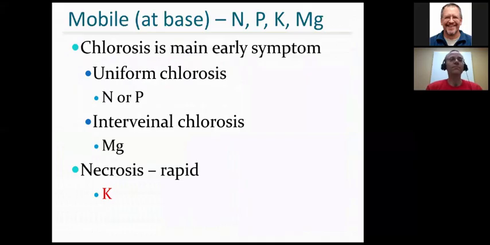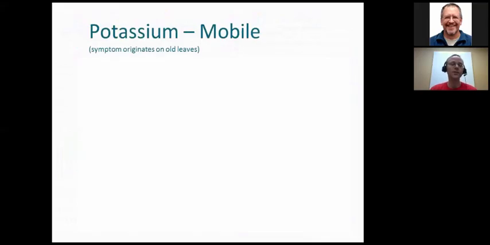And our final mobile element is potassium. So if you don't see any other, or if you see necrosis and it rapidly goes necrotic on the lower part of the plant, we're looking at potassium more than likely. Now let's look at the symptoms there.